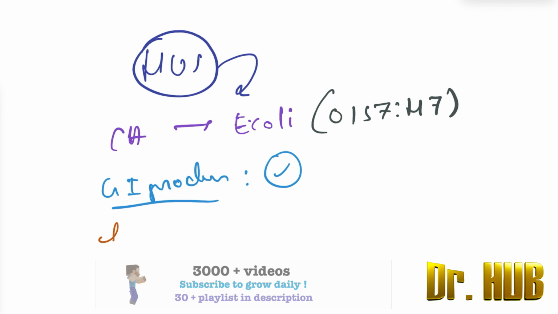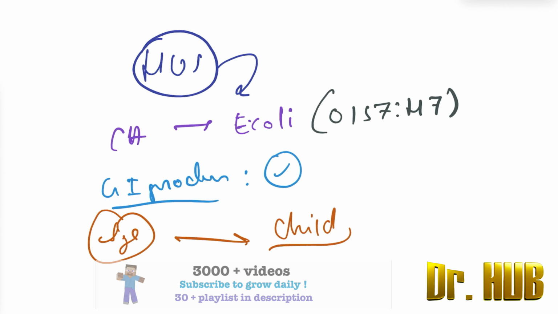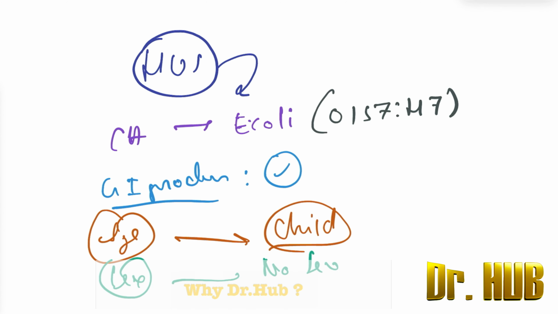Now we look at the age. What about the age group affected? In case of HUS, that is hemolytic uremic syndrome, it is common in children. Then what about the sex which is affected? In HUS, there is no sex predilection. Now we move on to the relapses. In terms of relapses, HUS is rare.